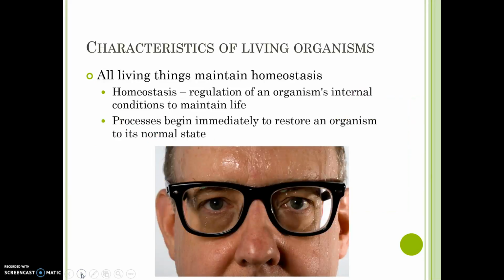Okay, all living things maintain homeostasis. Homeostasis is the regulation of an organism's internal conditions to maintain life. And so homeostasis is a way that organisms maintain that balance, and that is so very important. It is important for an organism to maintain stability, to be balanced. And humans, we are very complex. We want our temperature to stay the same. Our pH has to be within a certain range, and all of this requires balance.